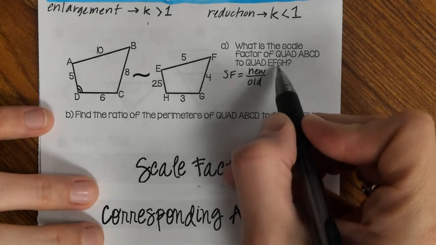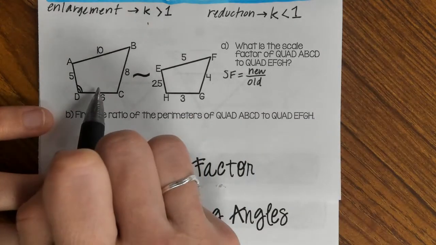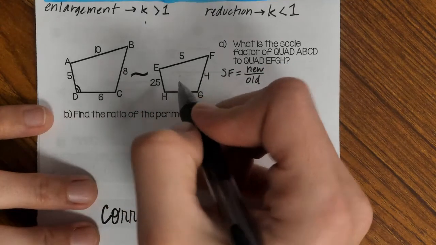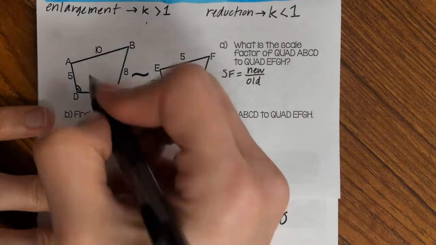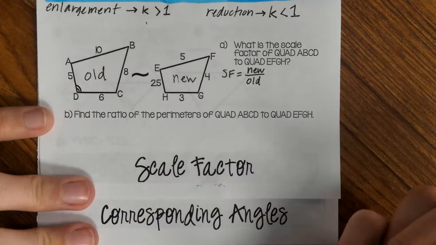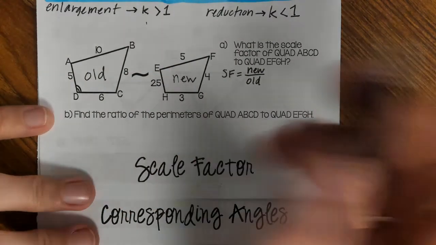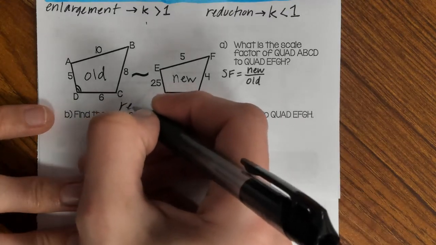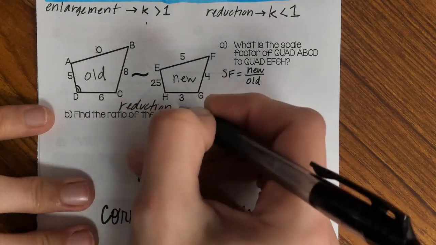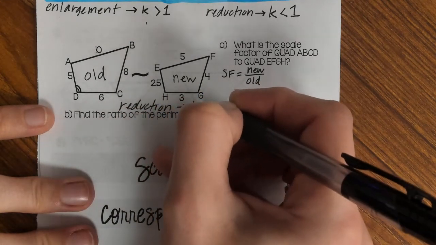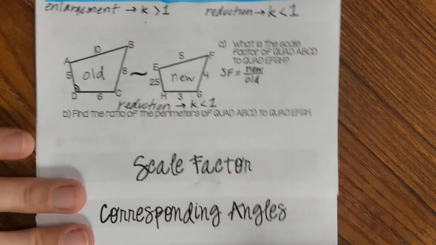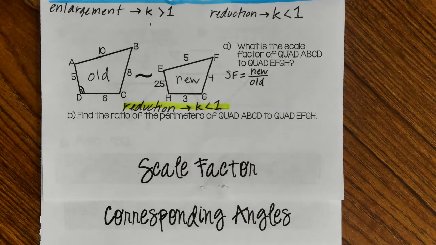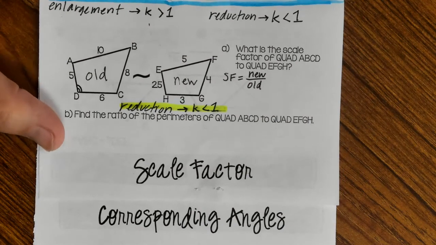So that would be the EFGH. We're going from ABCD to EFGH. So this is going to end up being our new one. This will be our old. So we ask ourselves, okay, are we getting bigger or smaller going from ABCD to EFGH? We are getting smaller, therefore we are going to have a reduction. So when we find our scale factor, we should find out that it is going to be less than 1. This is probably going to smear my ink. Okay. So that's a way to check also.